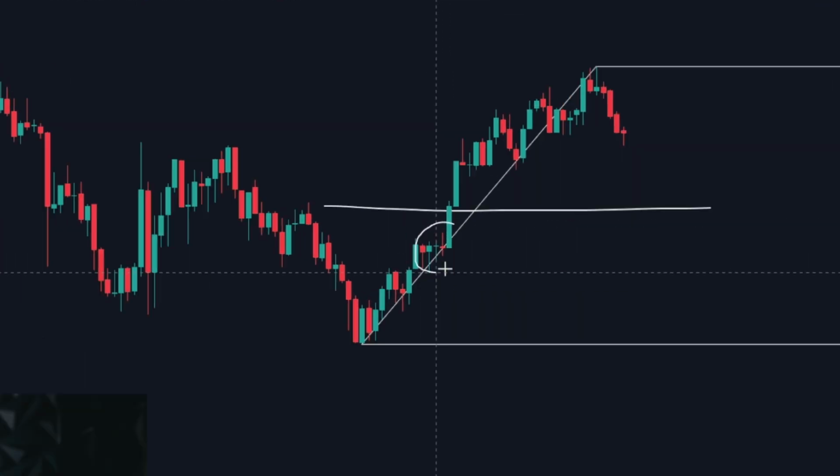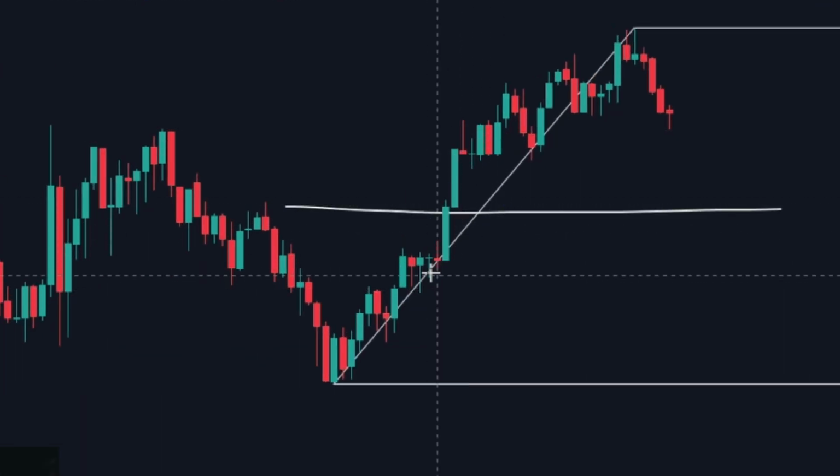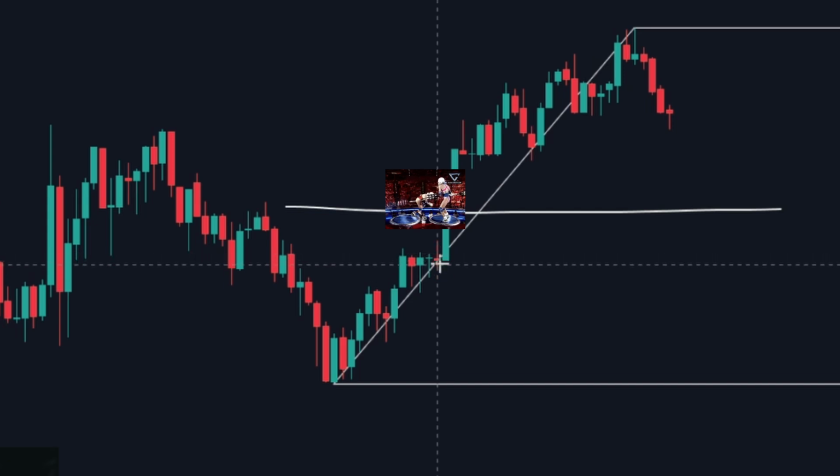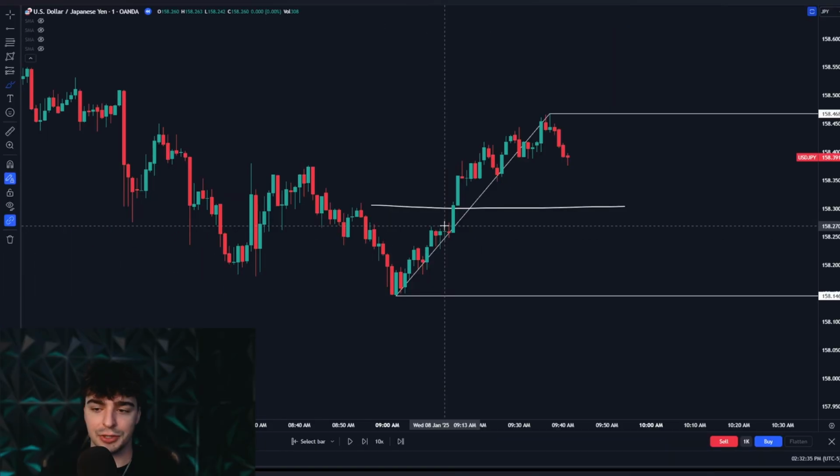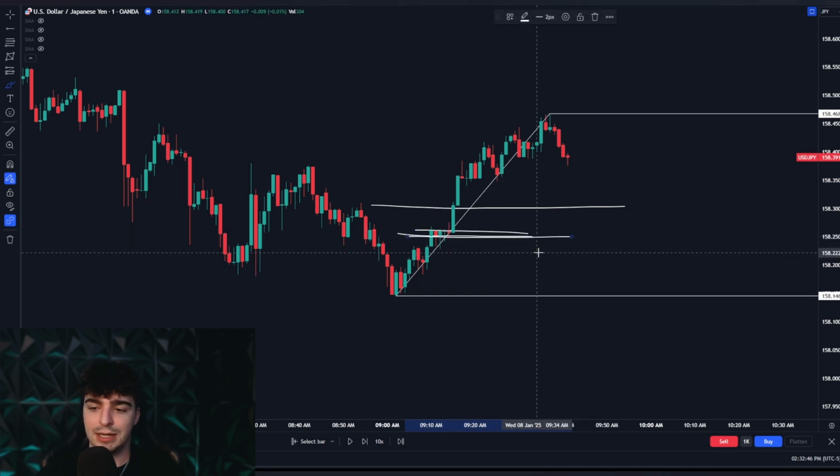So for example, here we have a sharp move away from this area, which means that the buyers overwhelmed the sellers and there was an imbalance between buyers and sellers. There were a lot more buyers that stepped up very quickly to buy, and that caused a rapid price movement higher, which means that there are orders left sitting here unfilled.